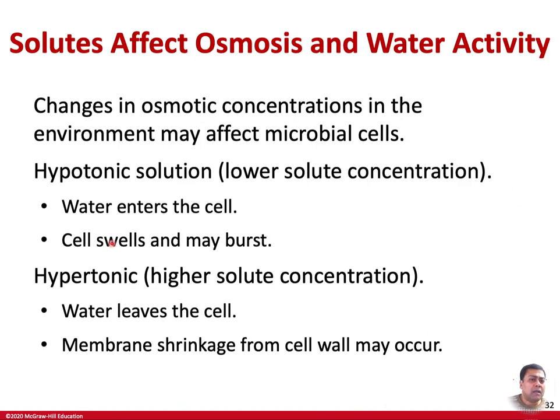So let's first take a look at the solute, osmosis, and the water activity. In this part, what we are trying to understand is the role of water in the environment of the bacterial cell, and how it affects it. So consider changes in the osmotic concentration in the environment of the microbial cells. If you put the bacteria in a hypotonic solution, which is a lower salt concentration, water enters the cells, and cells swell and burst.